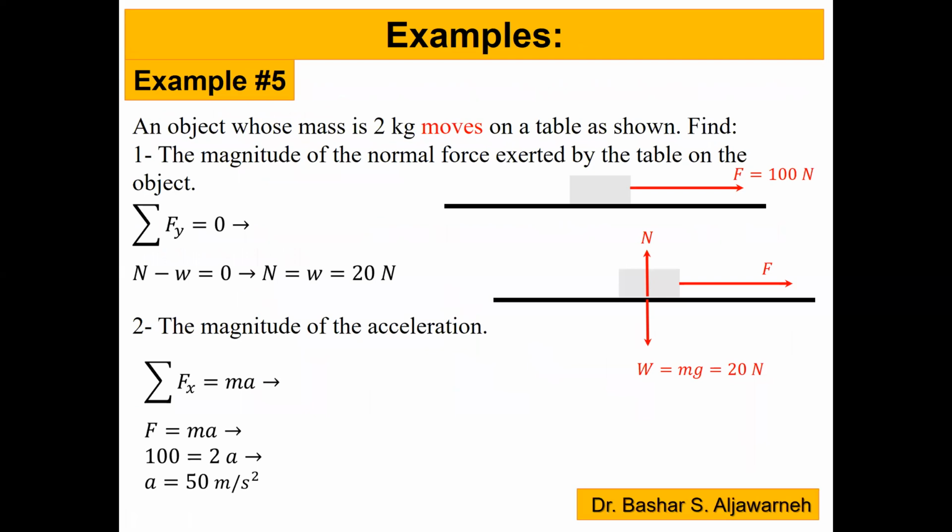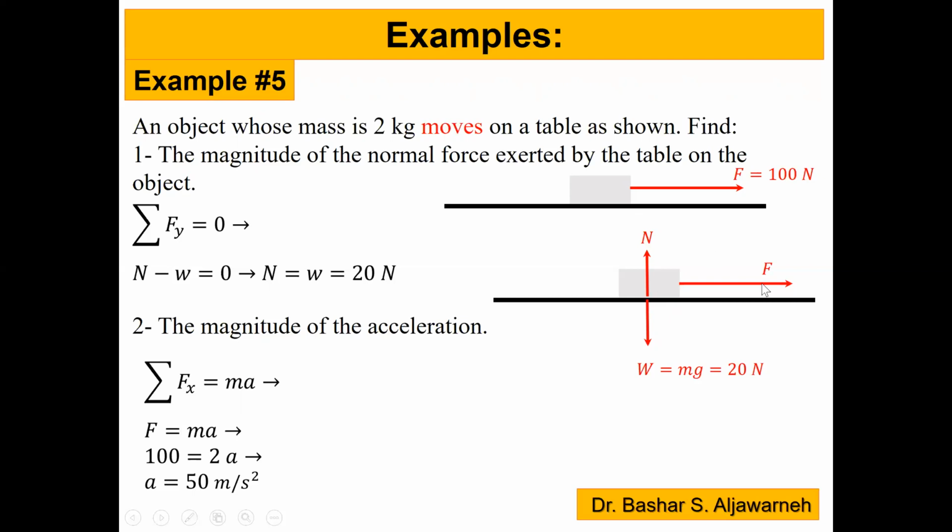Okay, now let's go to the fun part, which is examples. I'll start with example 5. An object whose mass is 2 kilograms moves on a table as shown below. First, find the magnitude of the normal force and find the magnitude of the acceleration. My advice for all of you before you go to the solution: try to draw all the forces acting on your system. As you can see here, I have a normal force perpendicular to the surface, weight perpendicular to the surface and downward, and this is my force along the x-axis.